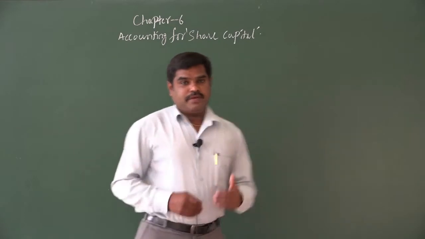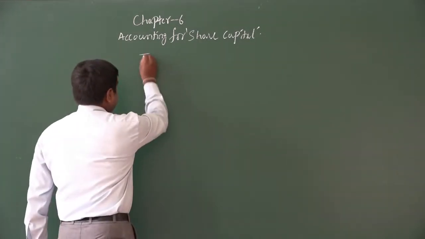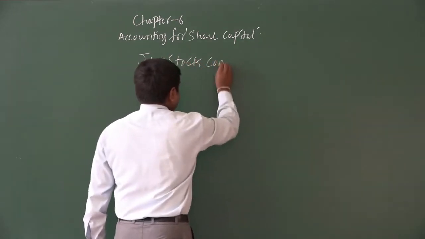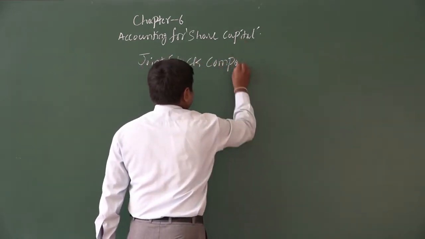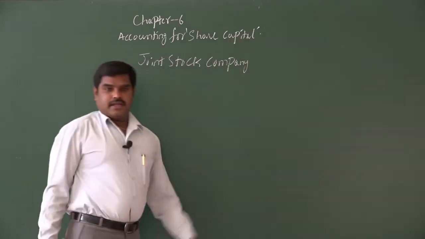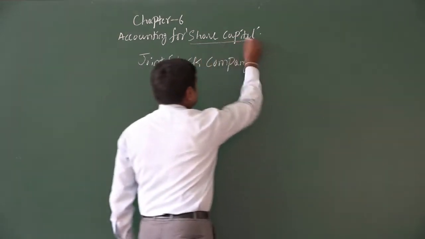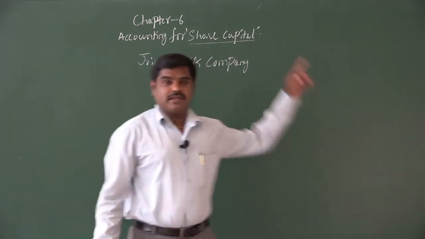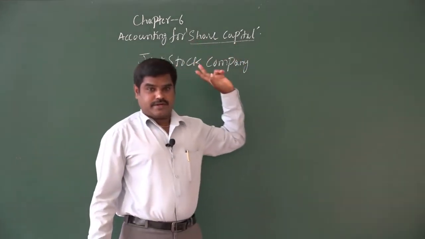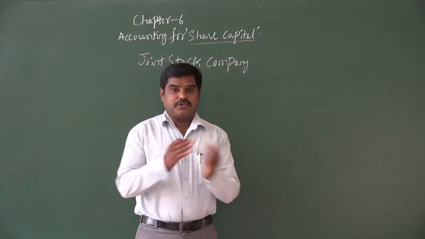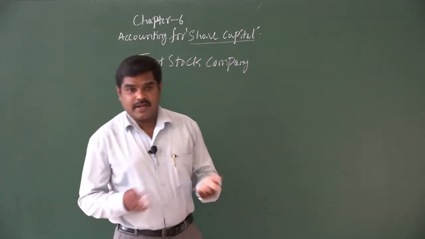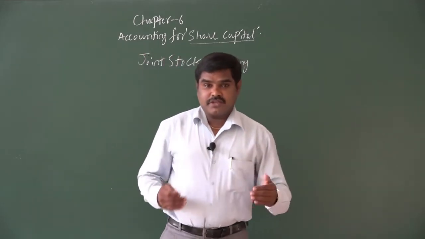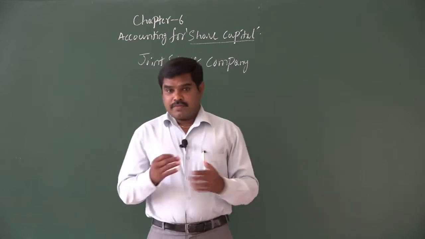But when you come to a joint stock company, capital is called share capital, because the capital is contributed by shareholders. Of course, you studied in first PUC different types of shares like preference share and equity share, public company, private company, features of company, meaning of company.